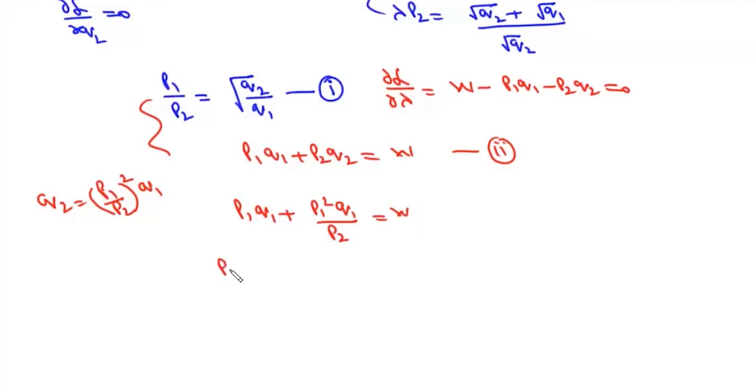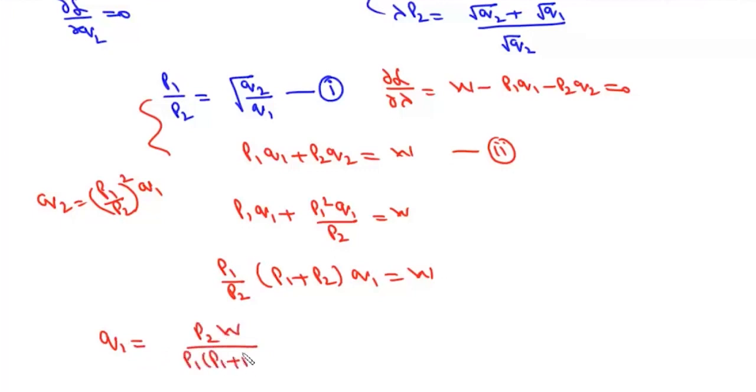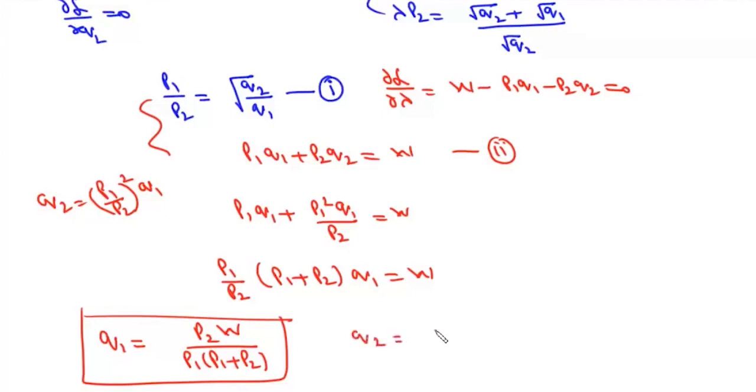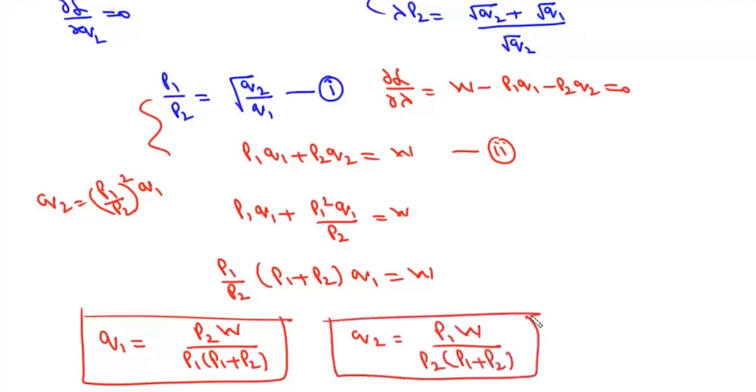Now we can write this as P1 upon P2 into P1 plus P2 Q1, and it will be equal to W, or the value of Q1 will be P2 W upon P1 into P1 plus P2. So that's our value for Q1. Now Q2 is simply P1 square upon P2 square Q1. So we can write this Q2 as P1 W upon P2 into P1 plus P2. So now we have the values of Q1 and Q2.